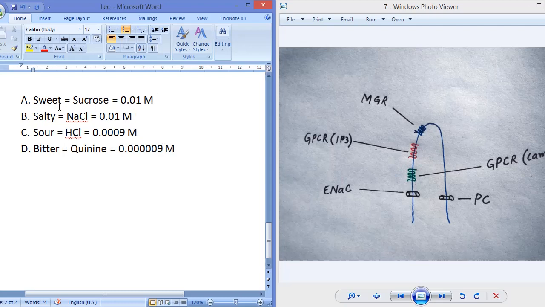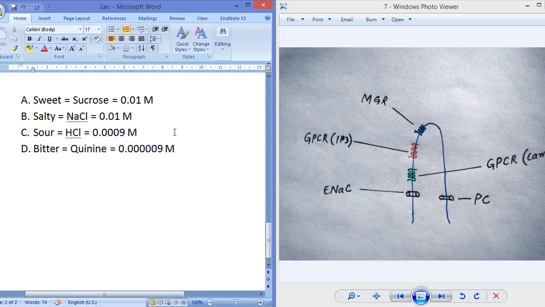If the concentration of the solution having sweet taste is lower than 0.01 molar, then this receptor will not be able to detect that taste. And similar is the case with the sodium. If the concentration of sodium is lower than 0.01 molar, then the salty taste will not be detected by the epithelial sodium channel. Similarly, for the sour taste, this is a bit low because this can be written as 0.001 by rounding up.